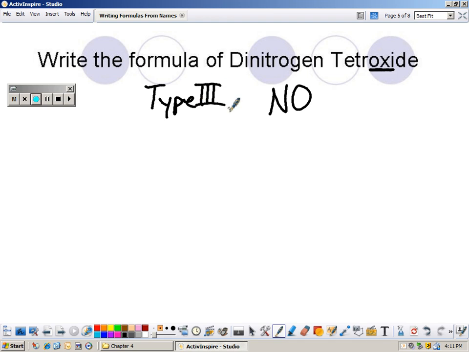Now that you know it's type 3, you have to use these prefixes to help you figure out the subscripts. So di means 2, that's a prefix for 2, so 2 nitrogens. Tetra is a prefix for 4, so 4 oxygens. So you're done. Once you figure out that it's type 3 and only has nonmetals, you know it's a covalent compound, and the prefixes help you figure out the rest. Done with that. Let's move on.